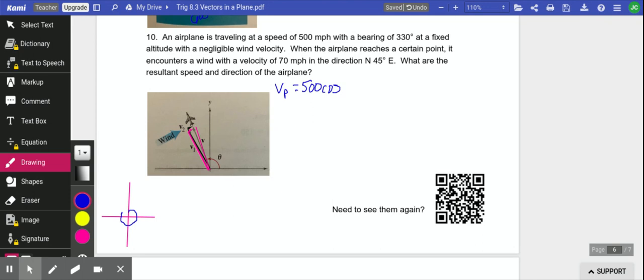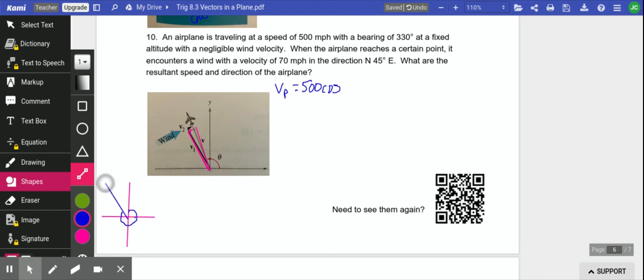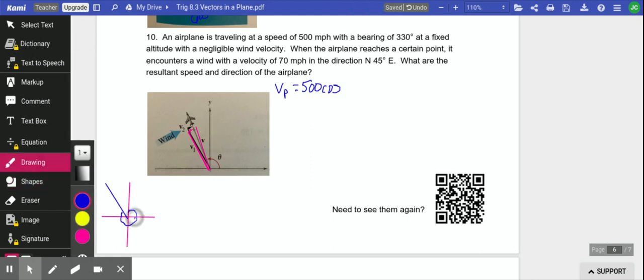But we want to measure from here. So if it's 330 around here, that means this little piece of it is 30. And then if we want to measure from here, that adds another 90. So the actual angle of the airplane is, wait, nope, I did that wrong. It was 330, that's why. Oh my goodness.